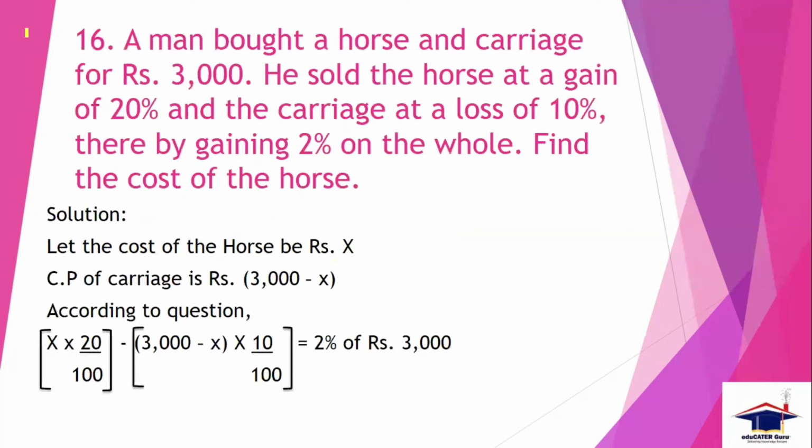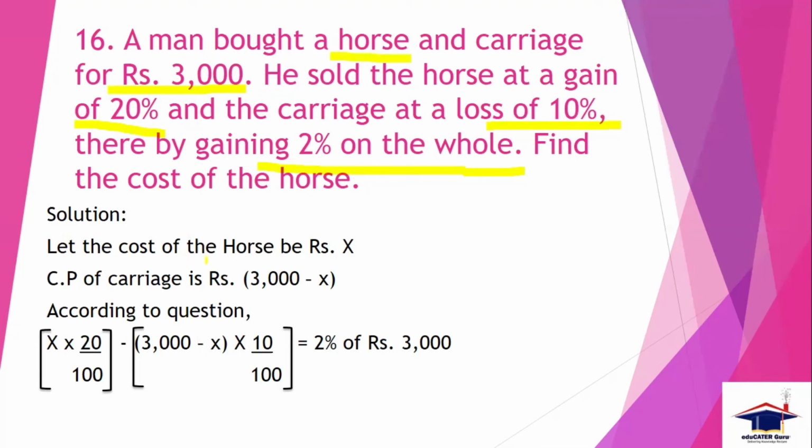Next. A man bought a horse and carriage for rupees 3,000. The cost is 3,000. Then he sold the horse at a gain, which is nothing but a profit of 20%, and the carriage at a loss of 10%, thereby gaining 2% on the whole. The net profit was 2%. So find the cost of the horse.